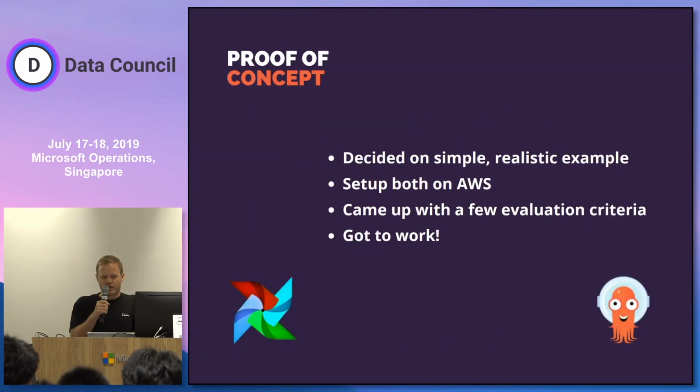So for our proof of concept, we decided to implement a simple but realistic data pipeline that we already had. And we decided to re-implement it in Airflow and Argo to see what it would take to migrate to this tool. We set up both Airflow and Argo on AWS. We decided to set things up ourselves to get a better understanding of the various components and dependencies of both projects. We came up with a few evaluation criteria, and we got to work.